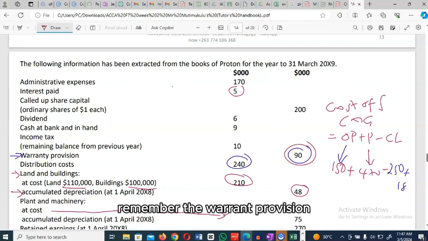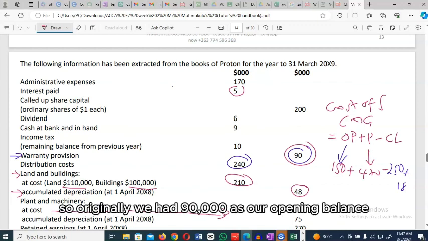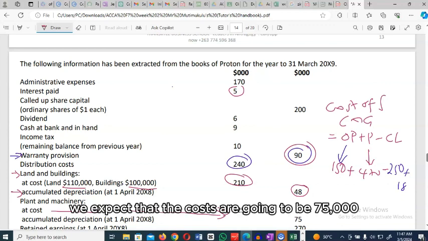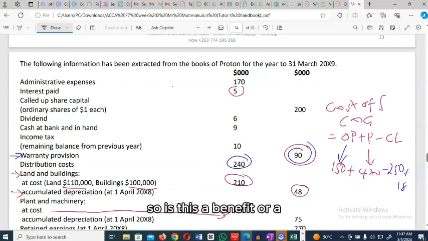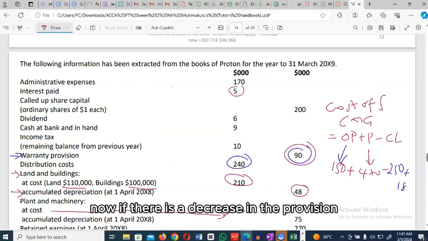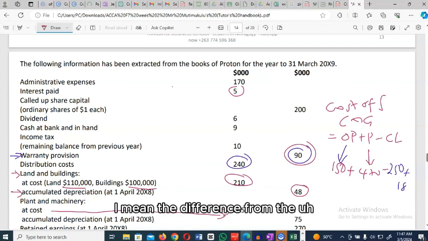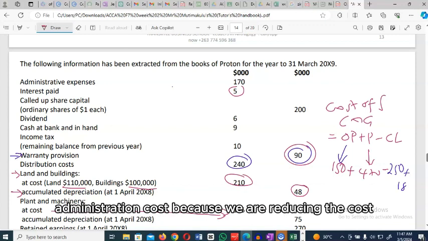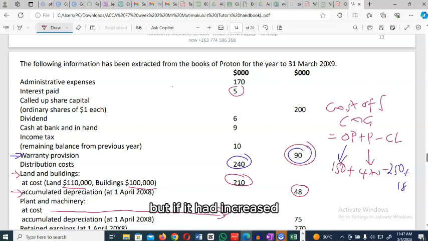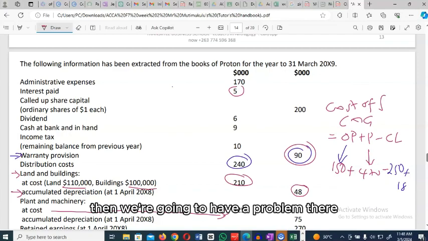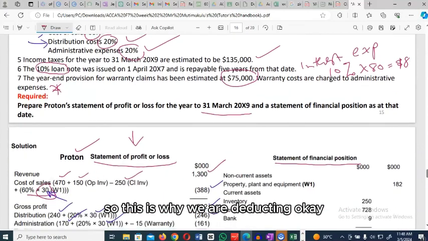But this year, remember the warrant provisions are just estimations for warrant costs and so forth, right? So originally we had 90,000 as our opening balance. However, for this year, we expect that the costs are going to be 75,000. So, is this a benefit or a loss to us? Now, if there is a decrease in the provision, then it means that it's a benefit. We are going to deduct the difference from the administration costs because we are reducing the costs. But if it had increased, if it had gone above 90, then we're going to have a problem there. We're going to add.